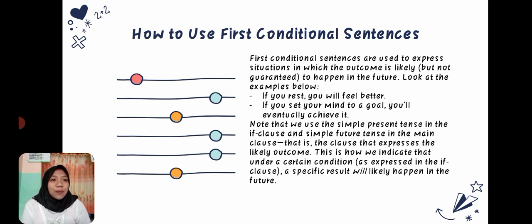Note that we use the simple present tense in the if clause and the simple future tense in the main clause, that is, the clause that expresses the likely outcome. This is how we indicate that under a certain condition, as expressed in the if clause, a specific result will likely happen in the future.